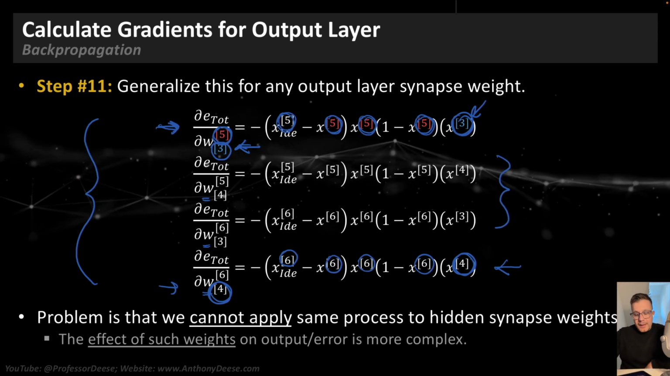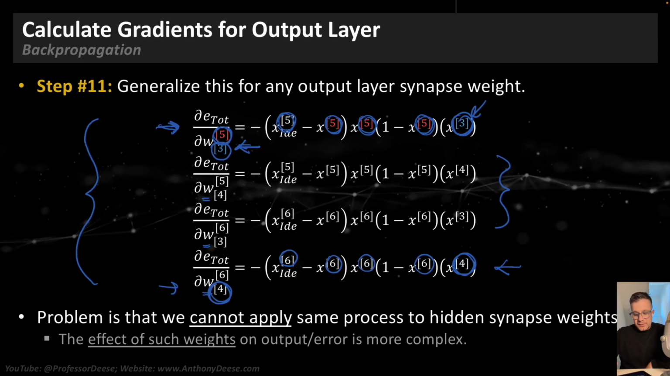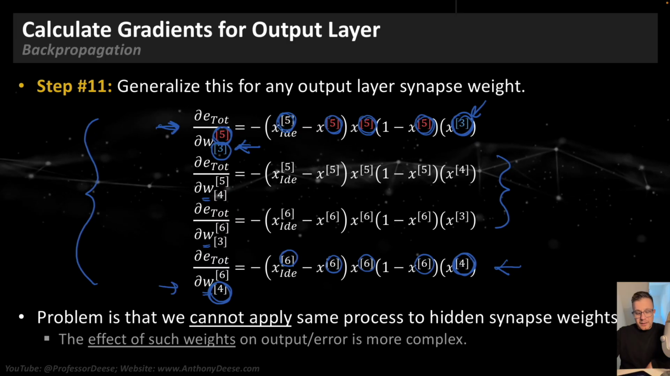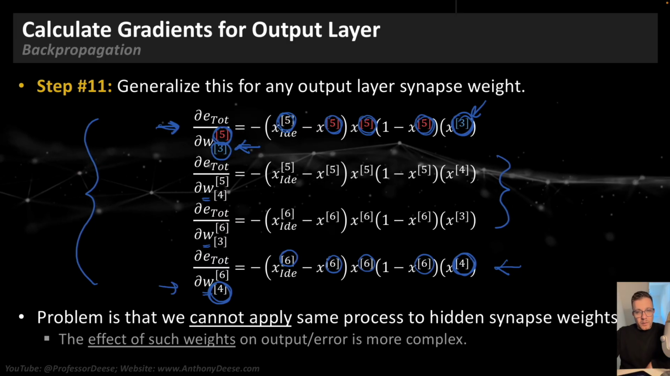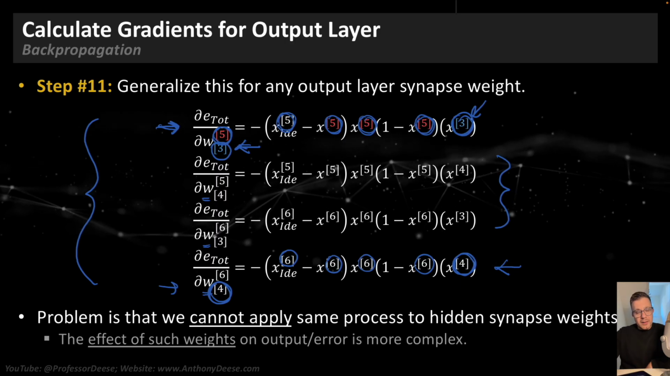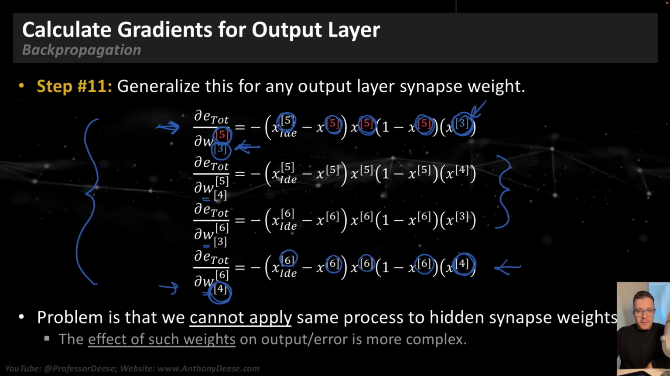Now this is great for the output layer, however, we do have a problem. We cannot apply this same process to the hidden layer synapse weights. And the reason is because the effect of these hidden layer synapse weights on the output x5, x6, as well as the error e5, e6, is more complex and more indirect.